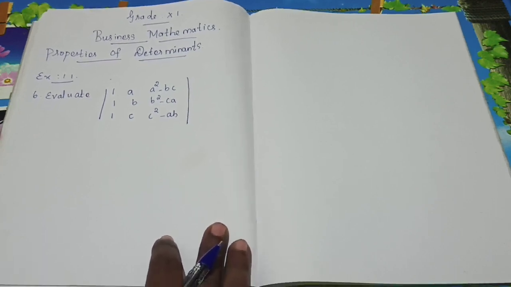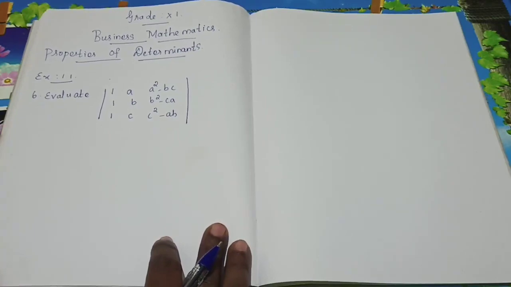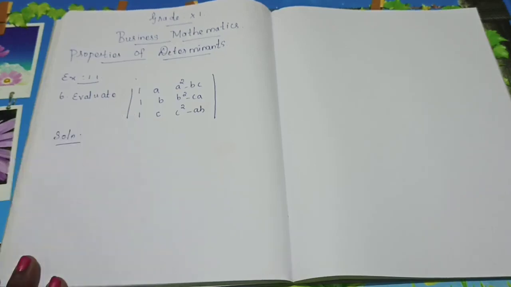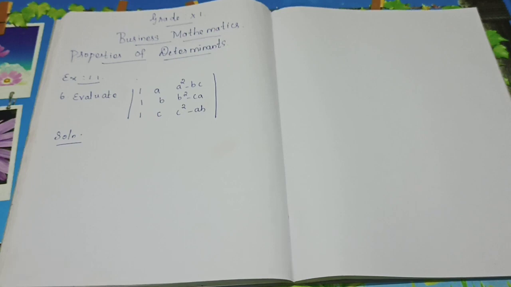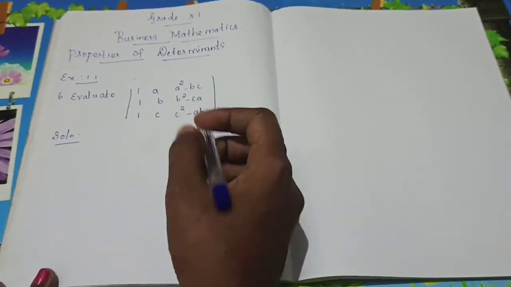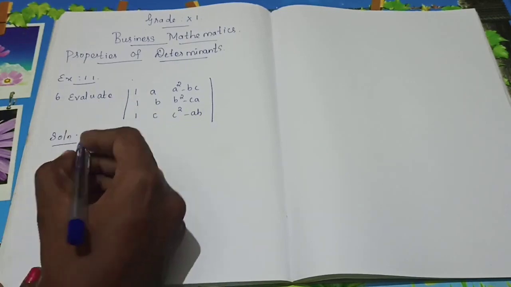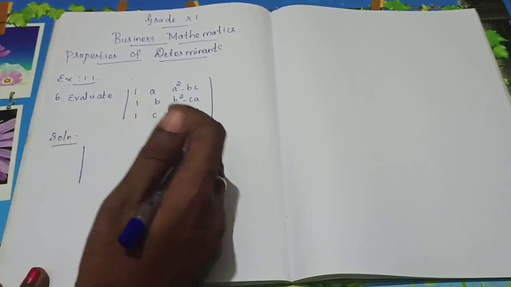Evaluate the determinant: 1, a square minus bc; 1, b square minus ca; 1, c square minus ab. Listen, students, very carefully. First, the solution. First, what I am going to do is use property 6. In the 6th property, I have taught you how you can split this into 2 matrices. So, according to that, we are going to split it into 2 determinants.